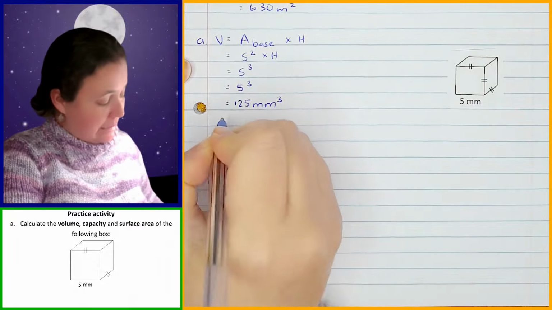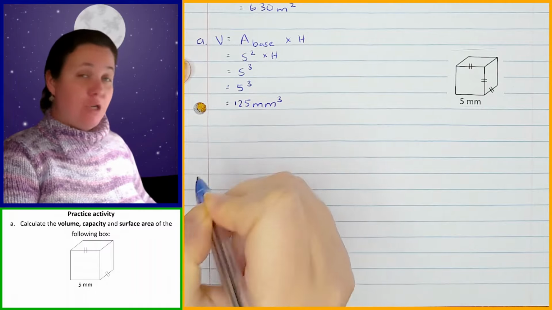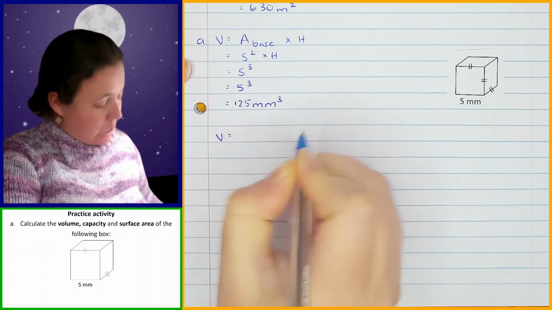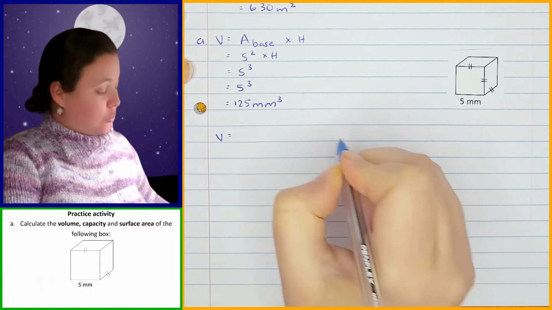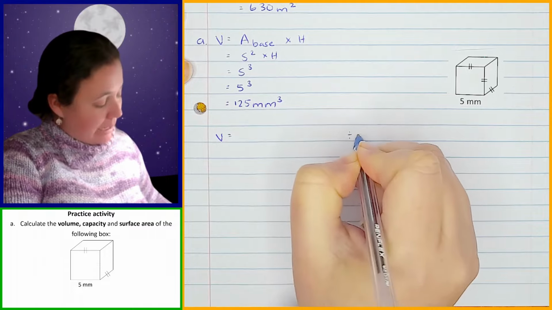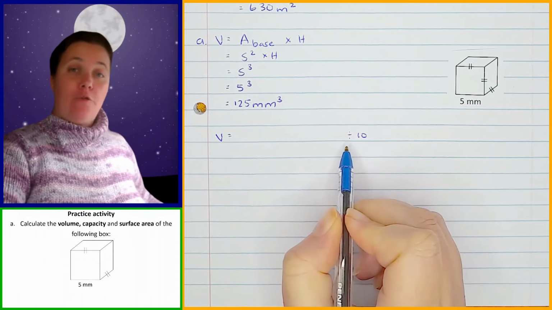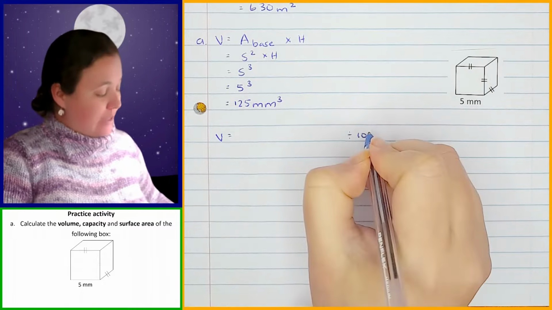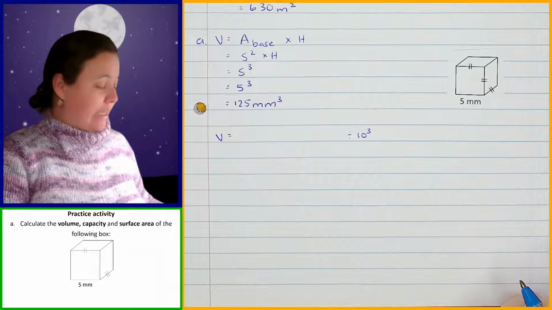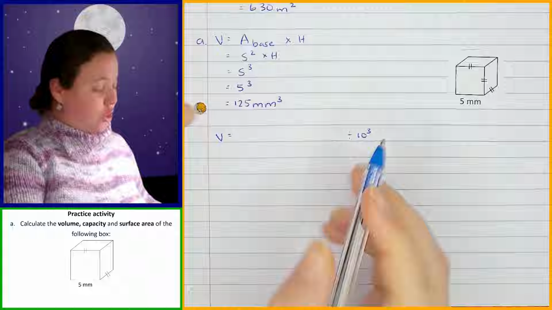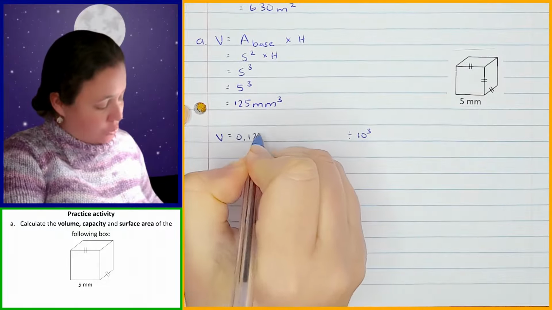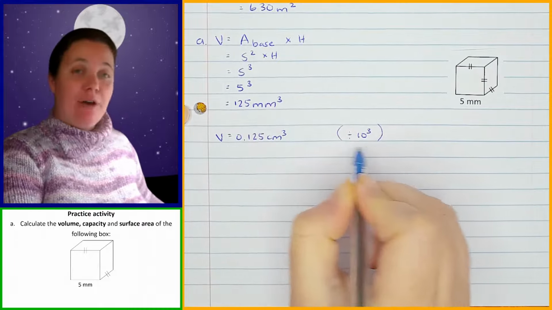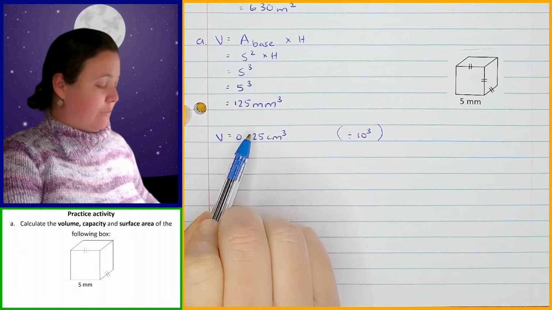Okay, so to work on my capacity, I first need to convert the volume to centimeters cubed. What we're going to do is divide by 10 to convert from millimeters to centimeters. But because we're working with volume, I'm going to divide by 10 cubed. So 125 divided by 10 cubed is 0,125 centimeters cubed. So this is what I've done over here. I divided by 10 cubed to get from that to that.